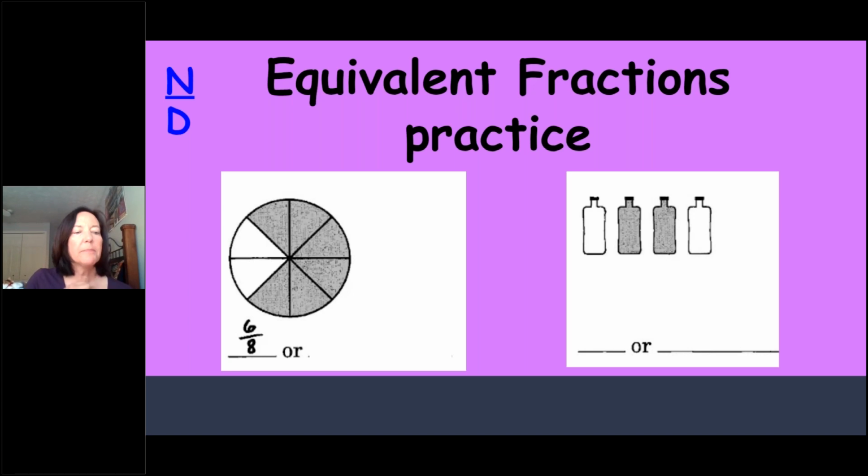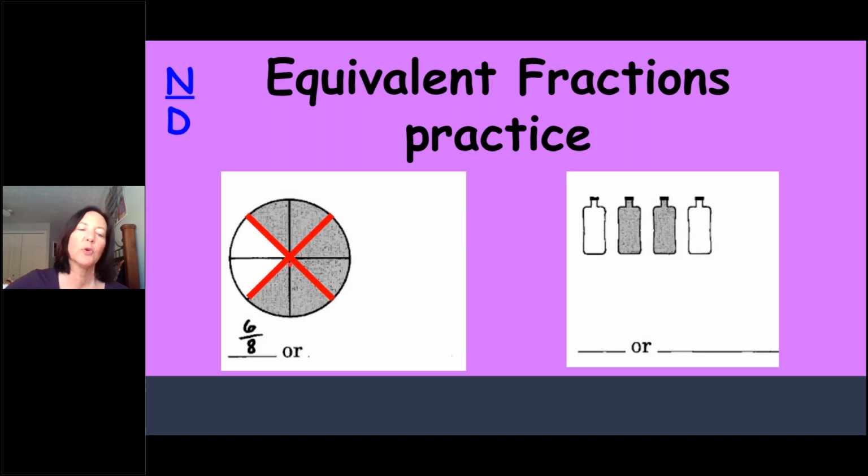Not exactly. Remember, the strategy was we're going to have to find a number that divides evenly into both 6 and 8. Okay. 2? They both divide. You could divide both of those by 2. So what is 6 divided by 2? 3. And what is 8 divided by 2? 4. Nice job. So what is the new fraction that you've just created? 3/4. You are perfect.